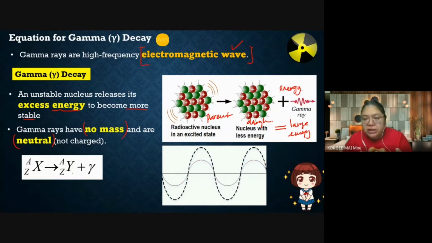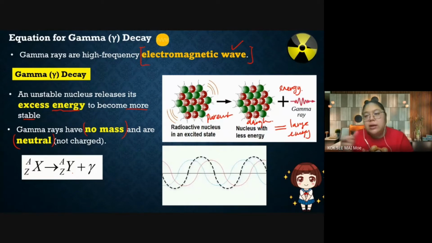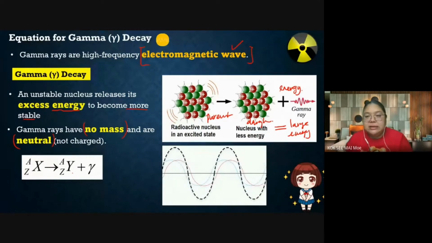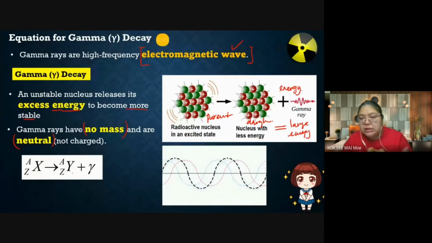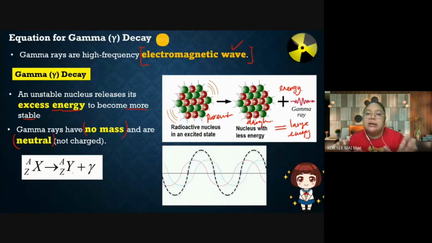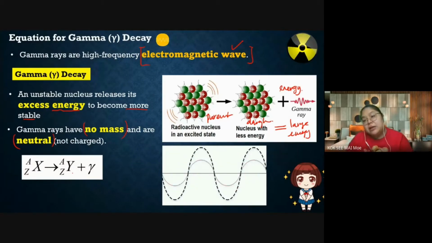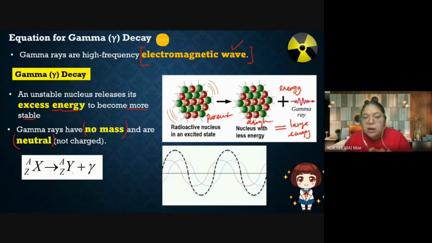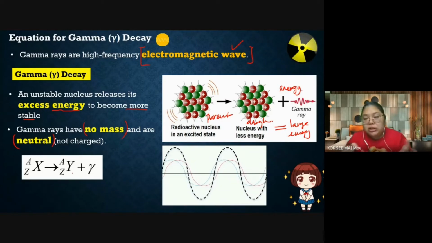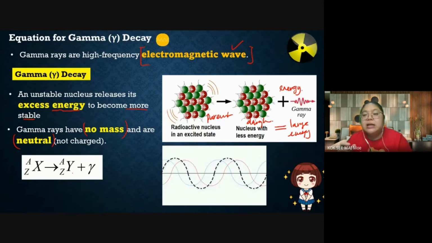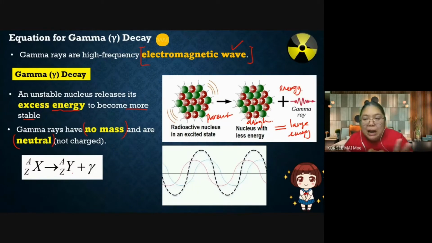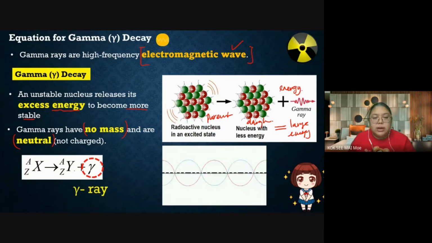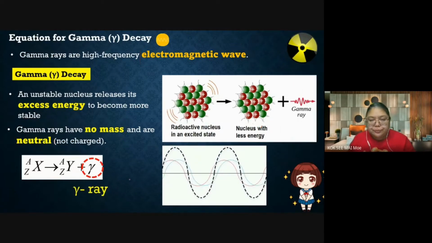Unless there are no changes, then they ask you, this parent becomes this daughter. Then they see the proton number and neutron number have no changes. Then they ask you what decay this is, and you mention gamma ray, because we see no changes. If the question has changes in the proton number, then you need to do the calculations. Gamma needs no calculations. So this one we call gamma ray.